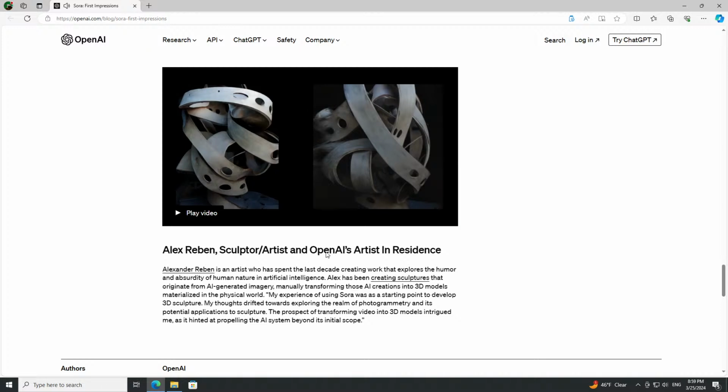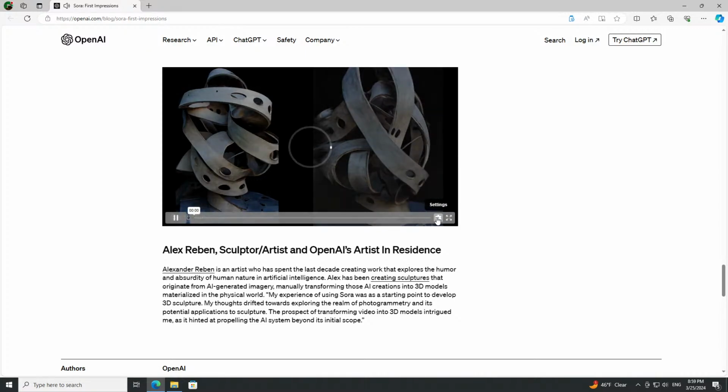Okay, so I didn't even know this was possible. Apparently, OpenAI has an artist residence, right? So Alexander Rubin is an artist who has spent the last decade creating work that explores the humor and absurdity of human nature in artificial intelligence. Alex has been creating sculptures that originate from AI-generated imagery, manually transforming those AI creations into 3D models, materials in the physical world. So this is interesting. So they used AI, and then they were able to take whatever was created with AI and then make a physical model out of it. So let's take a look at this one.